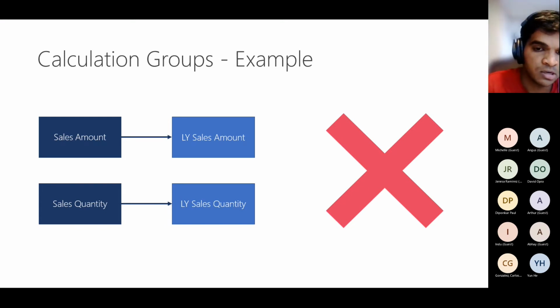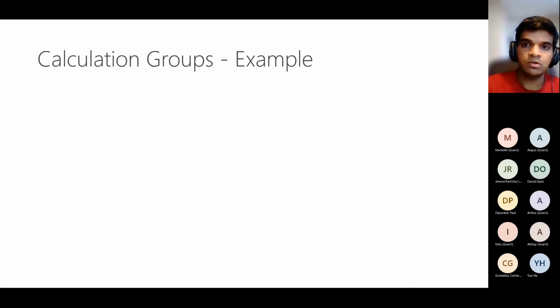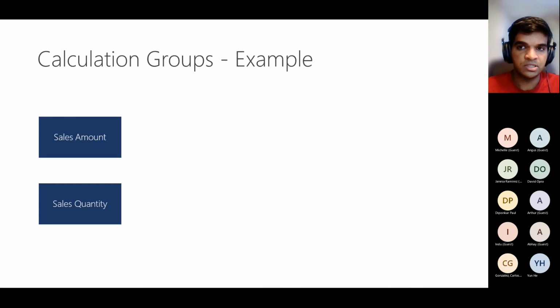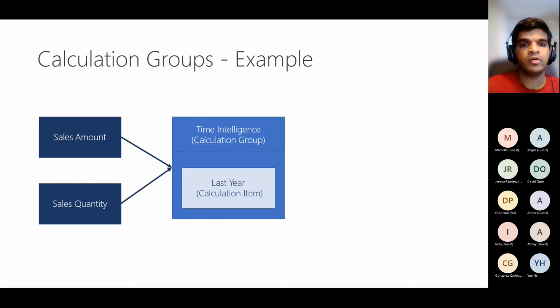You don't want to repeat additional logic, or create additional measures in order to cater to these kinds of requirements. How you would do it with calculation groups is that you would have the base measures, and the base measures can be referred to a single calculation group, which is called time intelligence in this case. That particular calculation group will have the last year logic that was replicating as per the previous solution, and that would have the common logic in it. The calculation item last year would have the common logic in it.